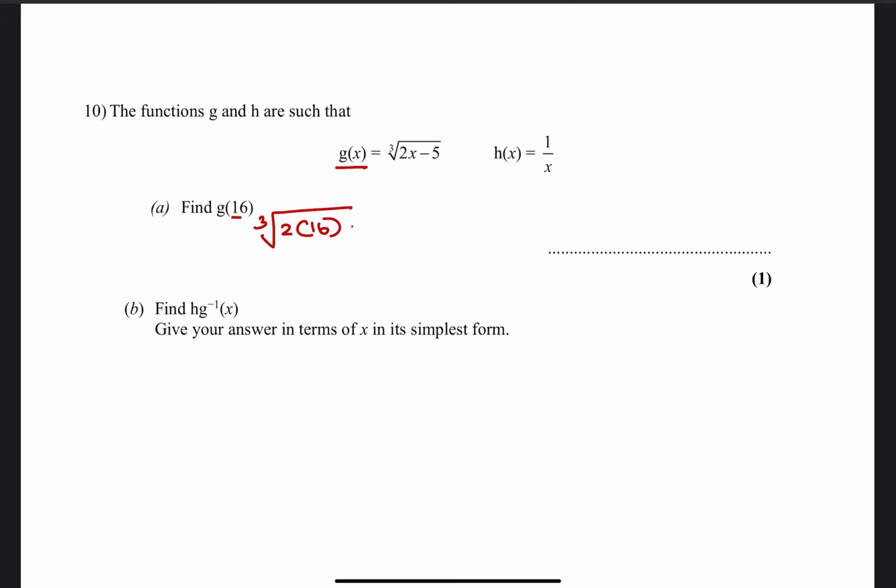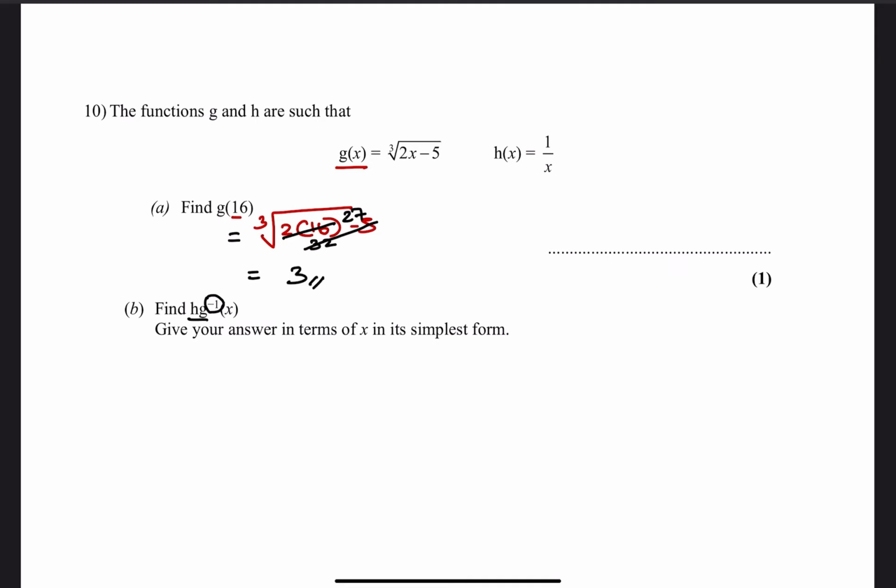16 minus 5. Right, 2 times 16 was 32. 32 minus 5, 27. Cube root of 27, which is just 3. It's only 1 mark anyway. The next one, they want hg. They don't just want hg, they want hg inverse.